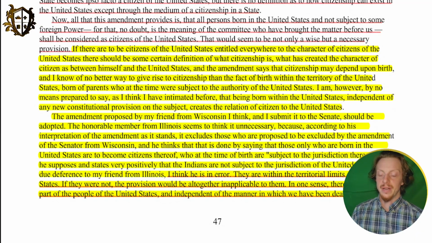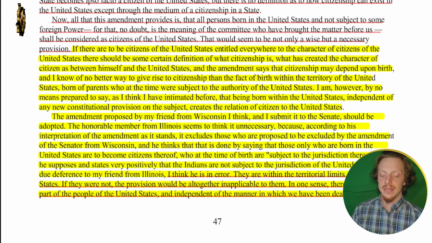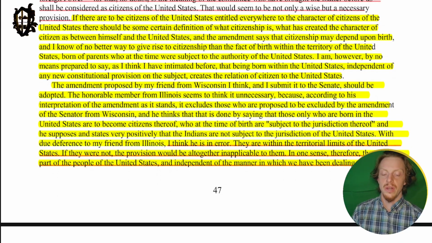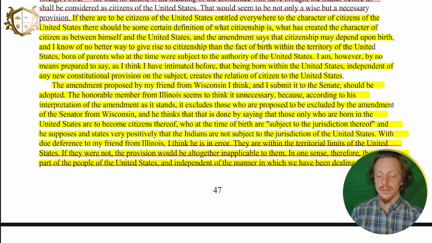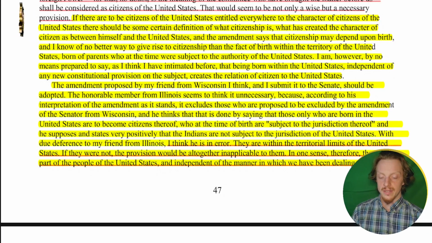I am, however, by no means prepared to say, as I think I have intimated before, that being born within the United States, independent of any new constitutional provision on the subject, creates the relation of citizen to the United States. So he's saying without the 14th Amendment, if you are born within the territories of any of the United States, without the 14th Amendment, citizenship is not granted.